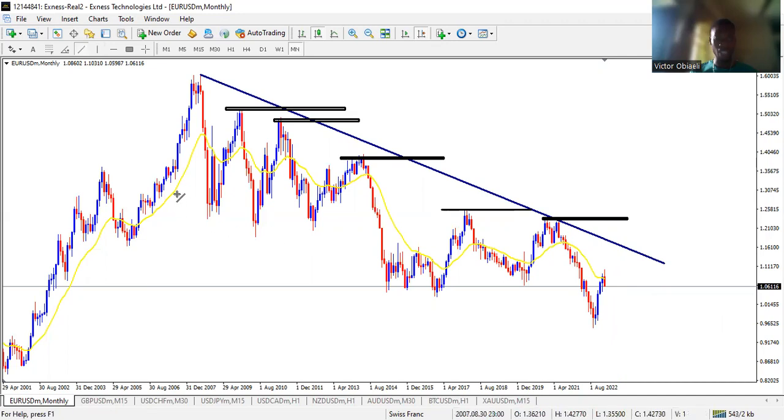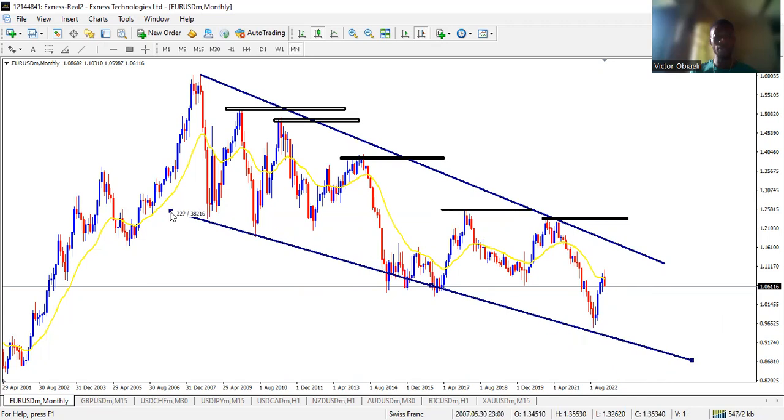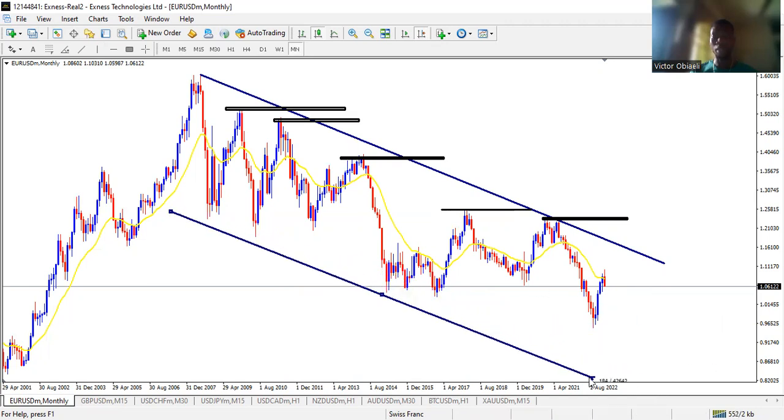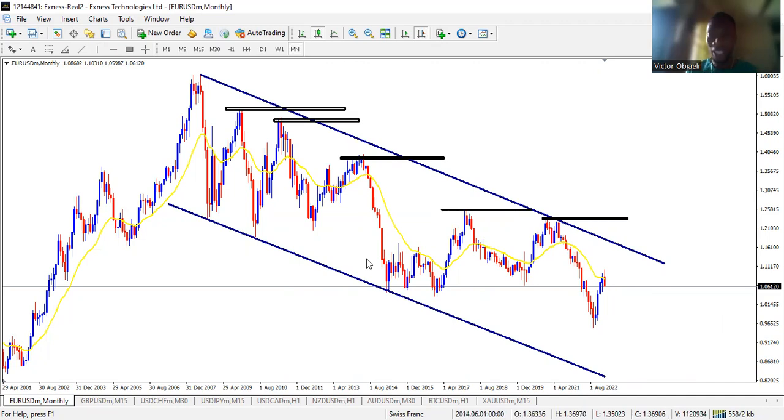Now, I love making my trend line a channel so that it puts every price in the market. Are you seeing it? It puts every price in the market. I don't want price to be outside of it. So this is what I'm going to do. Now we already identified the trend that it is a bearish trend. Now the next thing is we want to know where it is going.